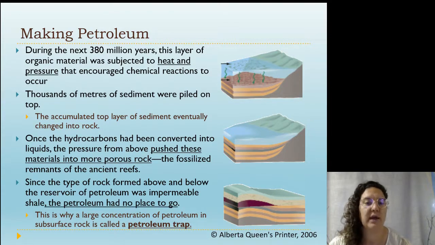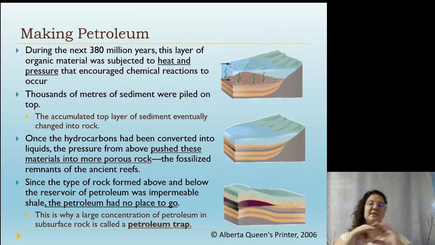Then, during the next 380 million years, this layer of organic material was subject to heat and pressure that encouraged chemical reactions to occur, and thousands of meters of sediment were piled on top, and that sediment on top was eventually changed into rock. Once those hydrocarbons had been converted into liquids, the pressure from above pushed these materials into more porous rock, so the fossilized remains of the ancient reefs. So we have this thick layer of ooze that was then turned into hydrogen and carbon, and it was buried under further and further layers of sediments, eventually pushed into porous rock.